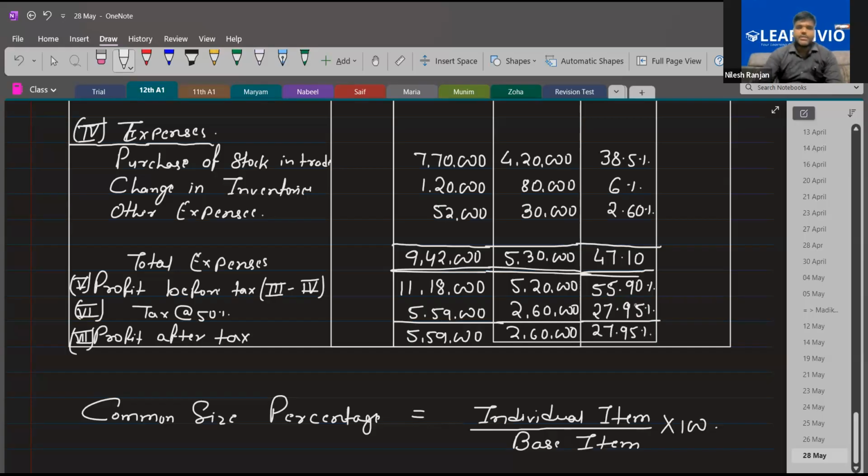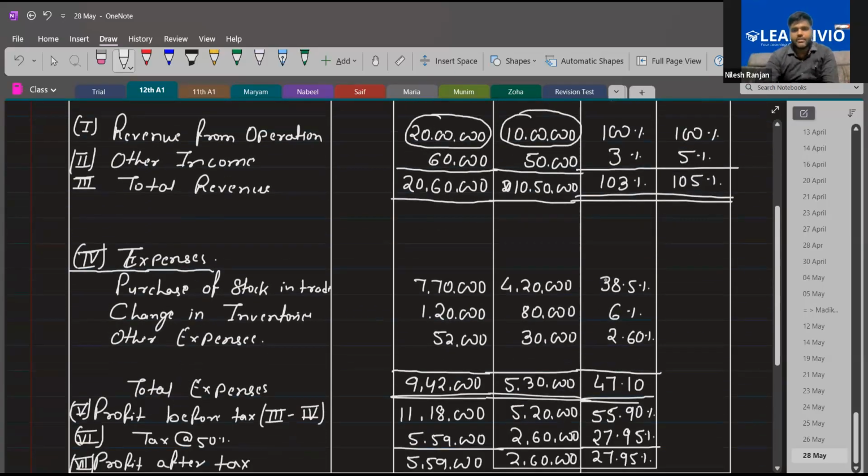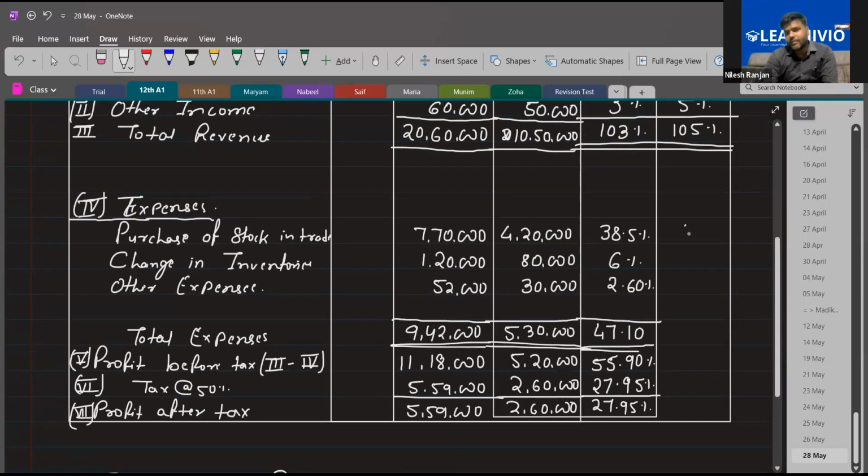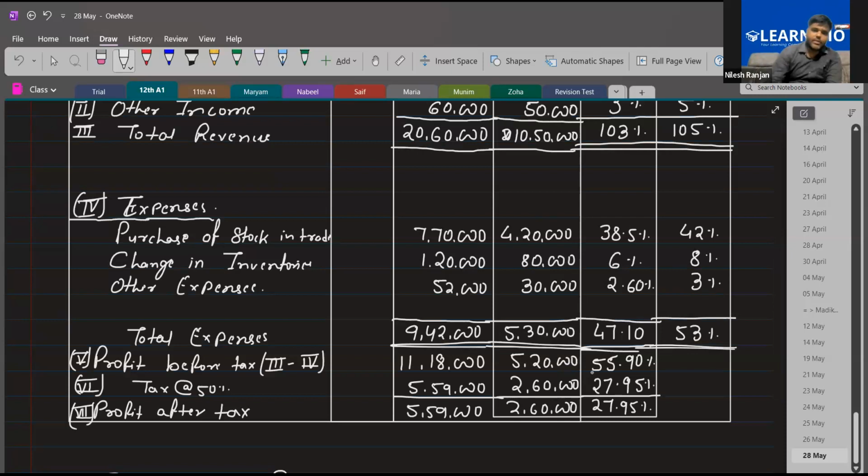27.95%. So this is the first year. Now in the second year, 4,20,000 divided by 10 lakh, it will be 42%. 80,000 divided by 10 lakh, it is 8%, then 3%. So the total is 53%. Then 520 divided by 10 lakh, it is 52%. Then 26% and 26%. So this is the solution of common size profit and loss.